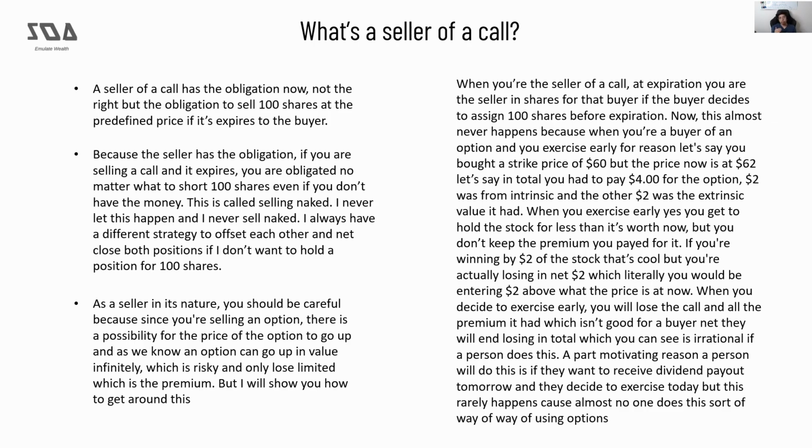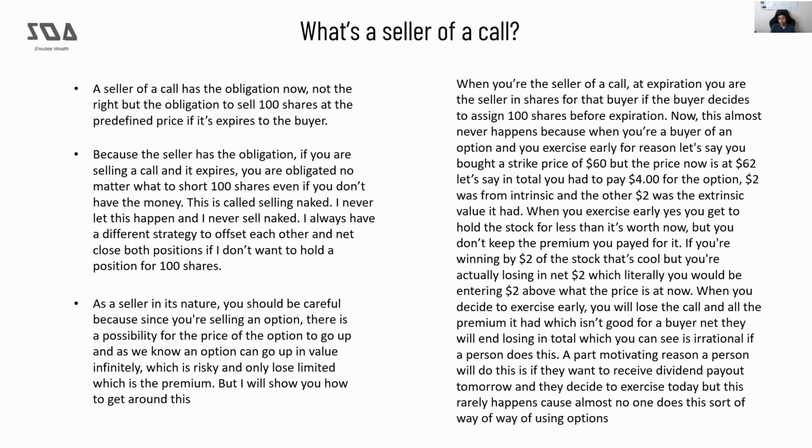This almost never happens, because when you're a buyer of an option and you exercise early, let's say you bought a strike price of $60, but the price now is $62. Let's say in total you had to pay $4 for the option. Two of that was intrinsic value and the other two was extrinsic value. When you exercise early, yes, you get to hold the stock for less than it's worth now, but you don't keep the premium you paid for it.